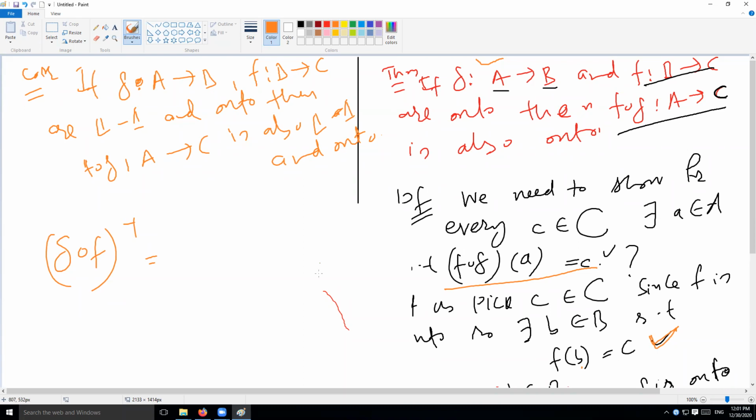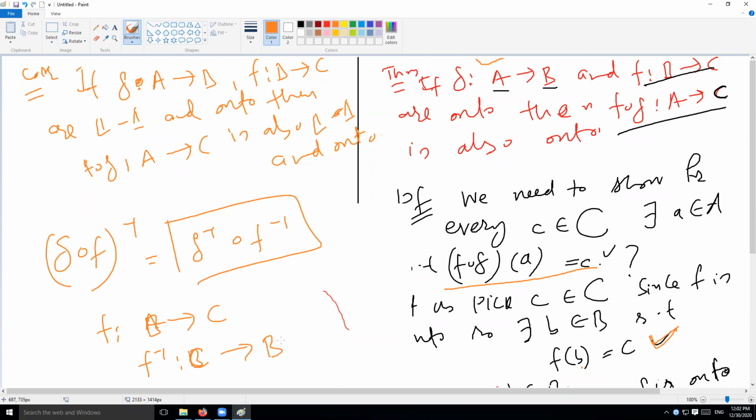Chalo, that's a good attempt actually. ठीक है जी, let's think of G inverse and F inverse. Now let's see whether this makes sense or not. F is from where to where? A to B. नहीं, A to C. F inverse is going to be from where to where? C to B.